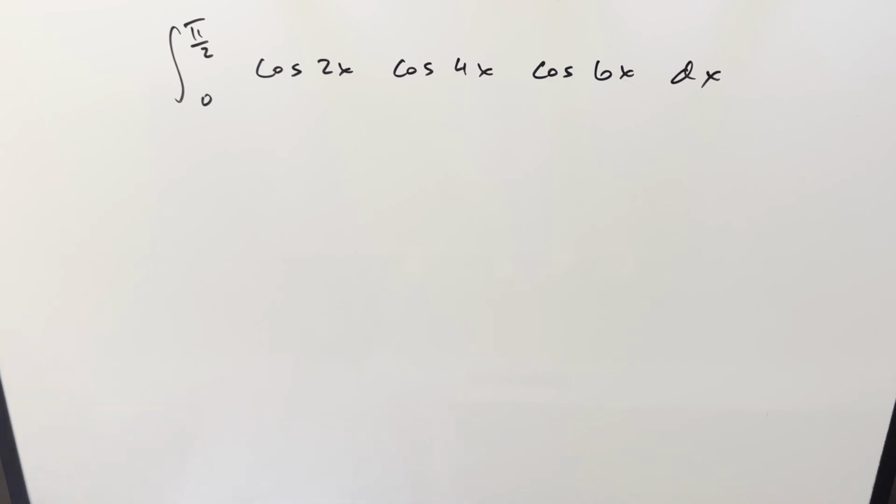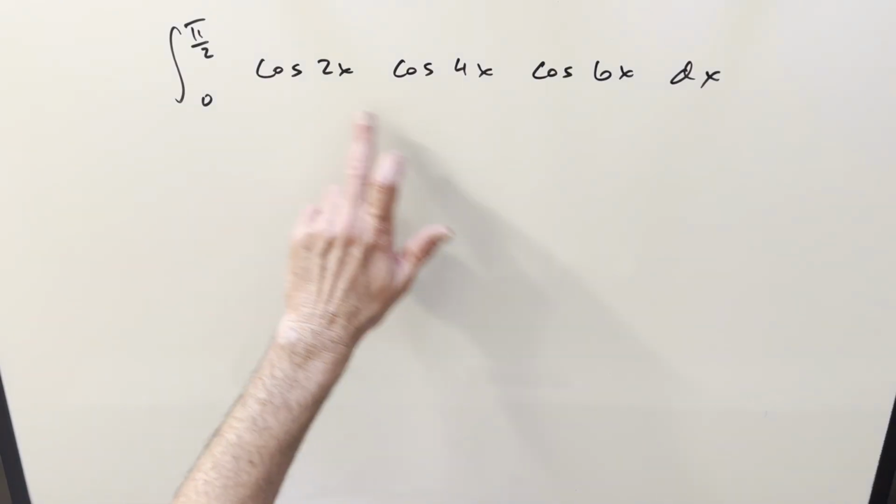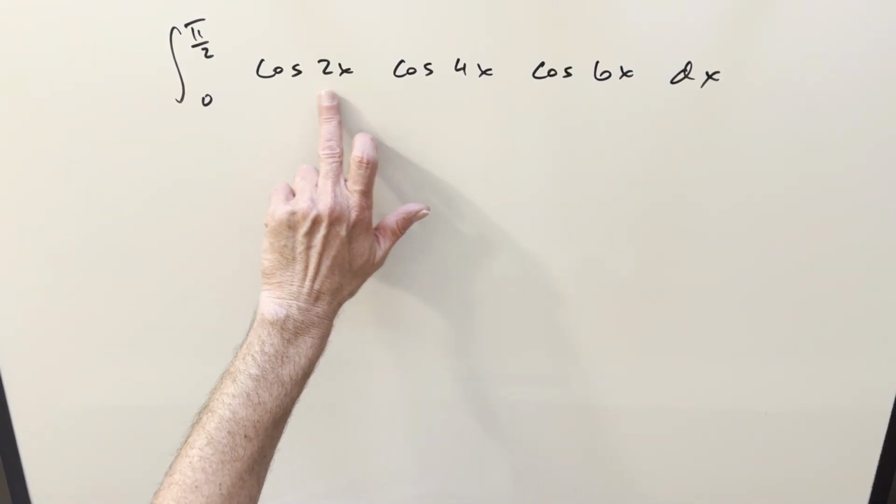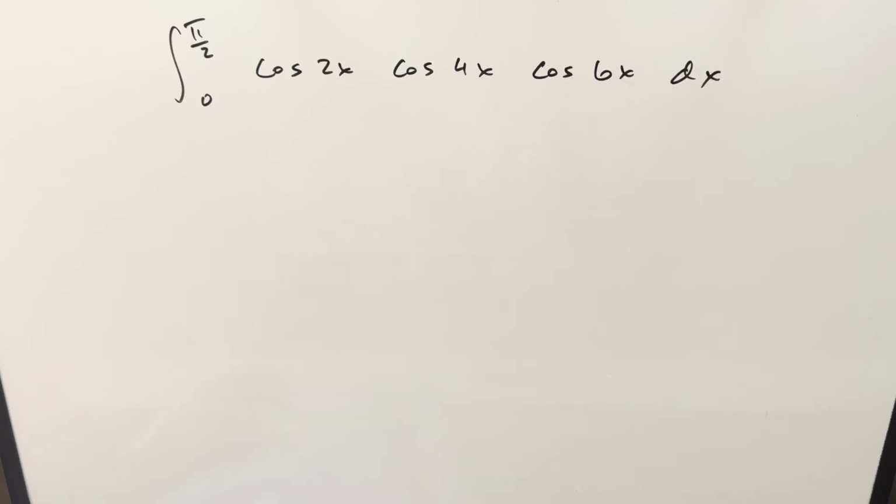Okay, we have here another interesting integral. We've got the integral from 0 to pi over 2 of cosine 2x, cosine 4x, cosine 6x dx. I got the idea from this recently. I did a video from the MIT integration bee. It was just like this, but we had all odd coefficients instead of even.